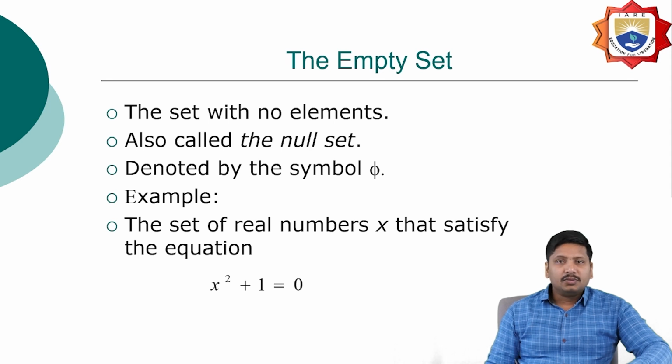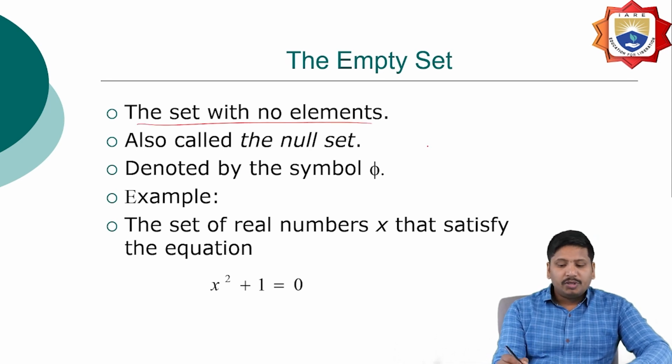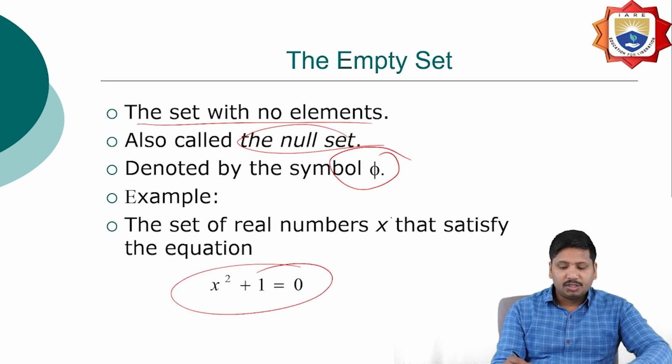An empty set is a set with no elements, and it is also called a null set. It is denoted by the symbol alpha. Consider the set of real numbers that satisfies this equation. There is no set that is possible for satisfying this equation, so this is the empty set.